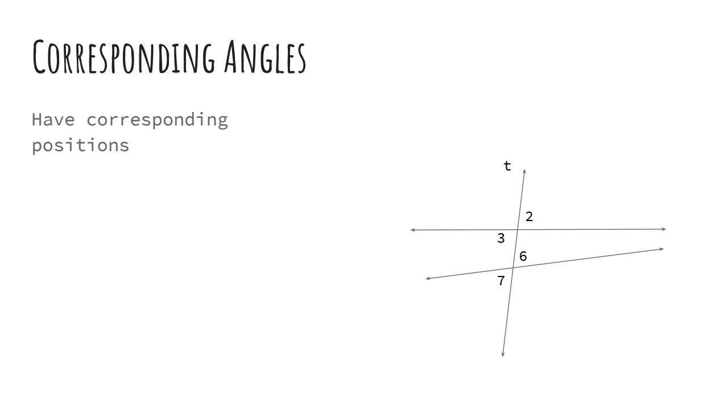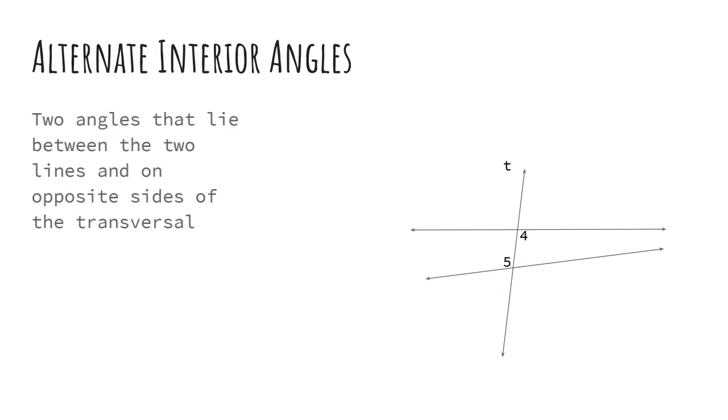The next thing we talk about are types of corresponding angles. So they're in corresponding positions. So if we think about our two lines with our transversal cutting through it, angles 2 and 6 are what we consider corresponding. They're in the same position on the transversal, as well as 3 and 7 are also what we consider corresponding. There's also a couple other pairs, but for the sake of time, we're just going to keep moving.